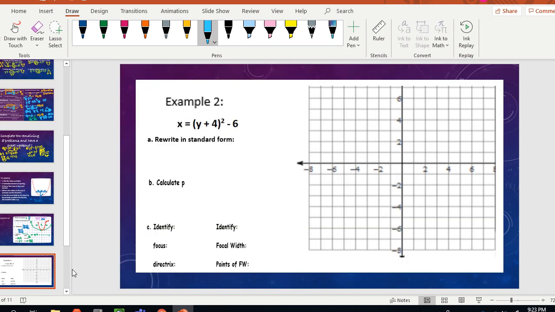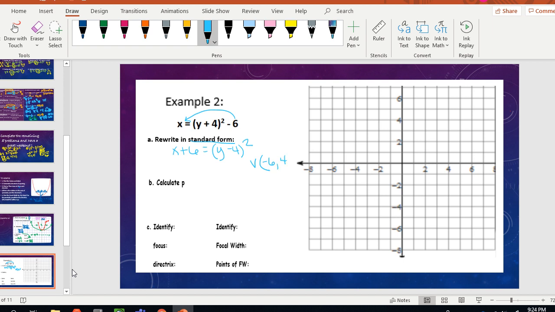Let's go through a graph from beginning to end. First thing we need to do is rewrite it in standard form. That's going to pull this over here. So we're going to get x plus 6 equals y minus 4 squared. All right. So on this one, that means that we know the vertex. Let's go with the x, negative 6, and the y is positive 4.